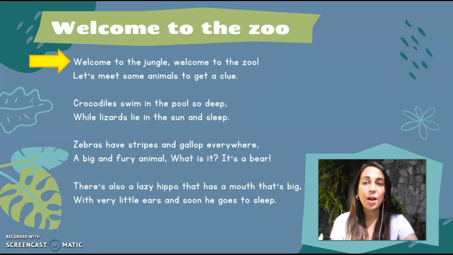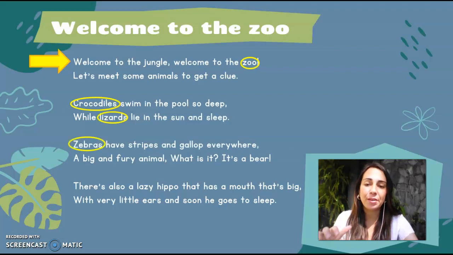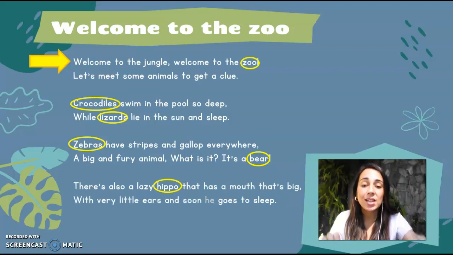Ready? Let's go. Welcome to the zoo. Welcome to the jungle. Welcome to the zoo. Let's meet some animals to get a clue. Crocodiles swim in the pool so deep, while lizards lie in the sun and sleep. Zebras have stripes and gallop everywhere. A big and furry animal. What is it? It's a bear. There's also a lazy hippo that has a mouth that's big, with very little ears, and soon he goes to sleep.